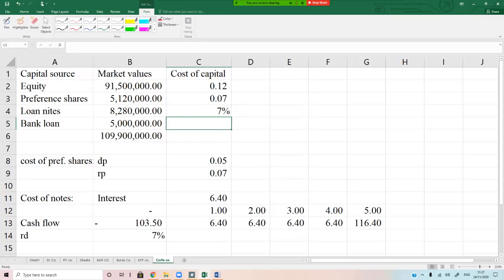Next is the cost of this bank loan. The bank loan has a variable interest rate. If you want to determine the cost of a variable interest rate, you simply get the history of this loan. In this example, there is no history given to us. So what do we do? Do we have another debt instrument this company has? Yes, it has a loan note here with a cost of 7%. So we assume the cost of that other debt instrument is the cost of this bank loan. Therefore, we assume it to be equal to 7% also.